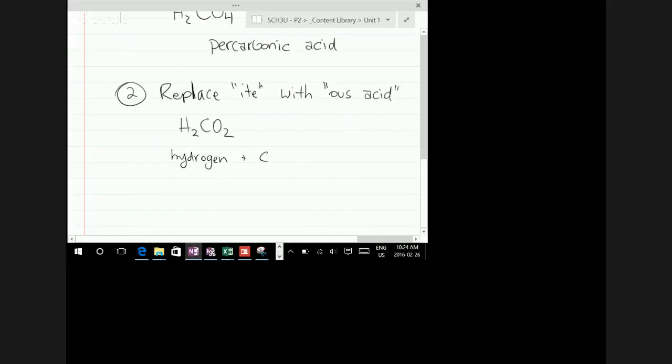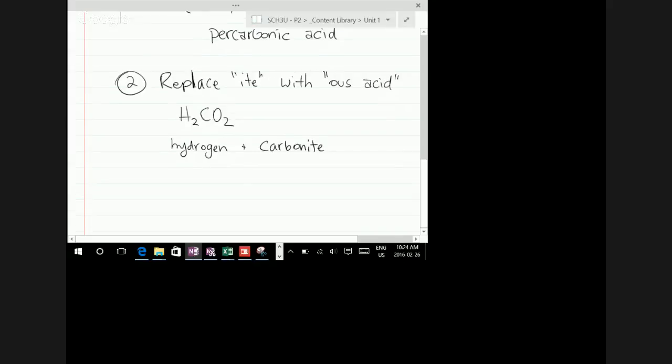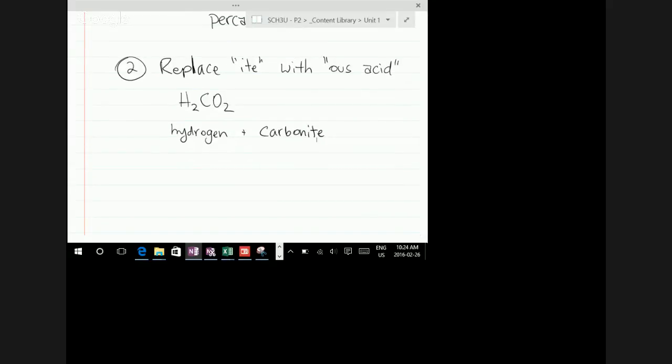So this is hydrogen and carbonite. And so what will it be called if we replace ite with ous acid? That's very good. So this would be carbonous acid. And so if you know how to name the radicals, naming acids that involve the radicals is actually really easy. Does that make sense? Okay. Hey, I beat the bell.